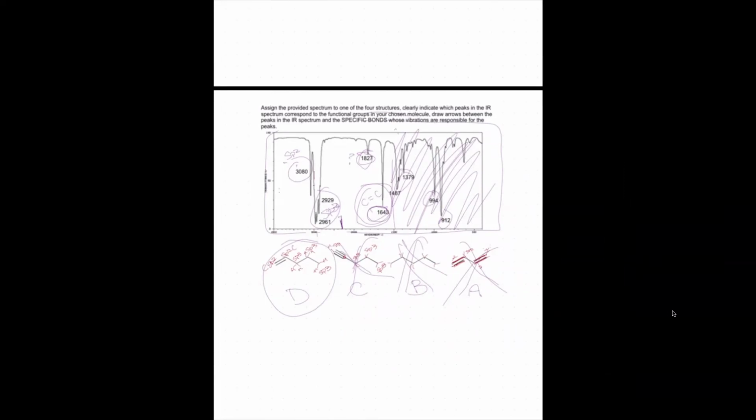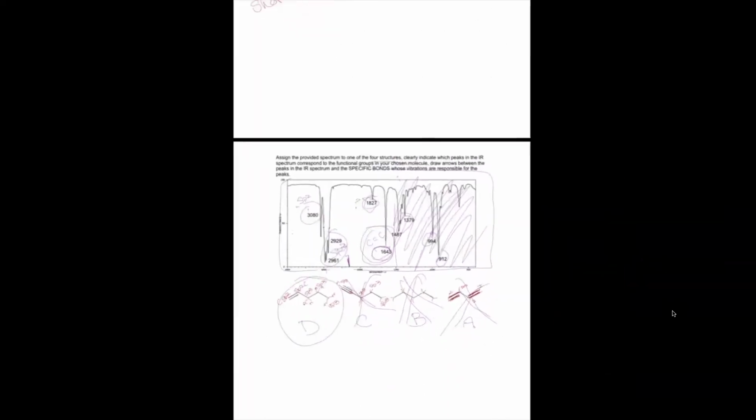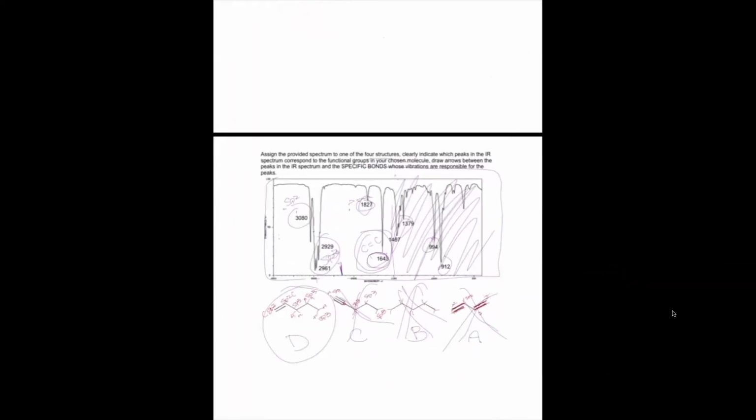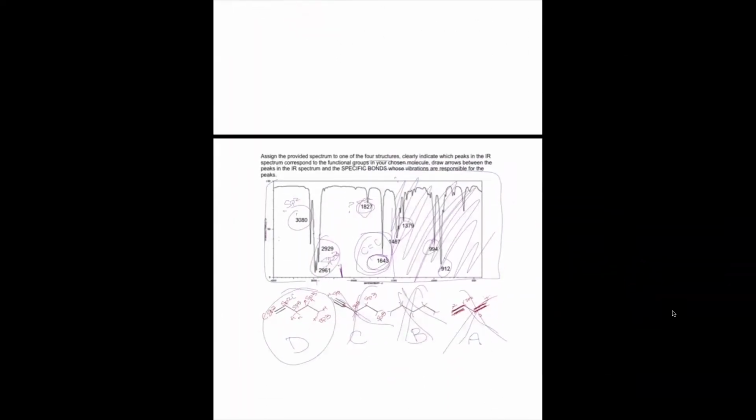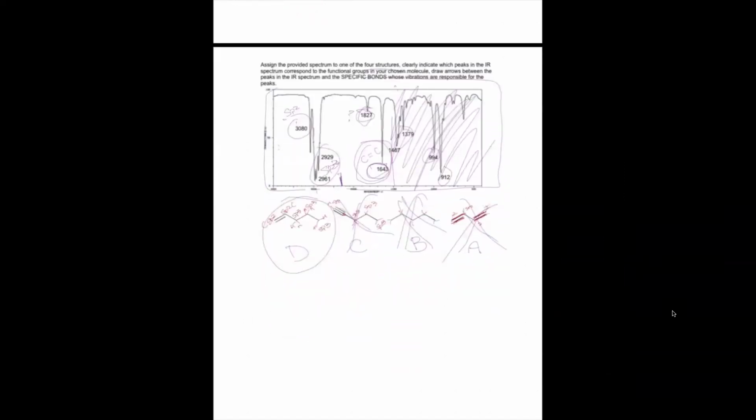And then also, something else I didn't understand too much is, when do you think to look for resonance and minor resonance contributors? Yeah, I know, right? That's a good one.